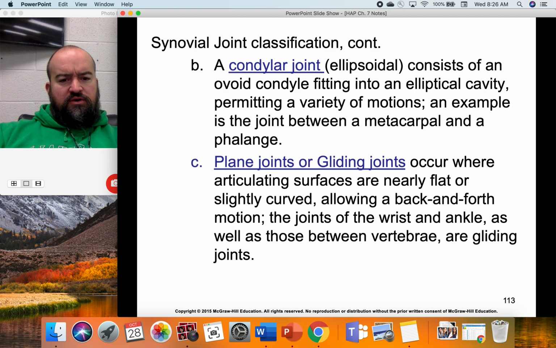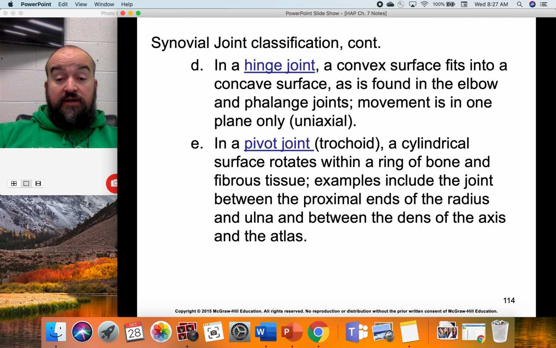Plane or gliding joints occur where the surfaces slide past each other, and these are typically the joints of the wrist, and how the bones in the wrist can slide past each other to allow for movement. That's the example we usually go with there. A hinge joint allows movement in one plane, so it's uniaxial, only in one direction. The elbow, the knee, all the phalanges joints between the finger bones.